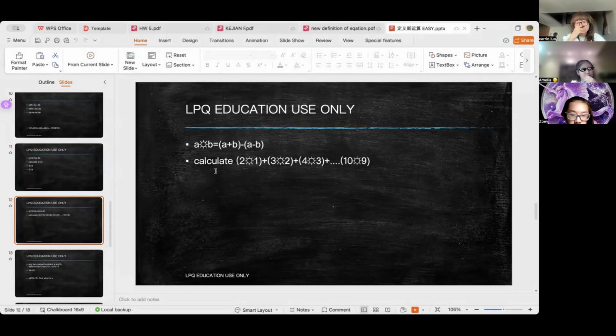Okay, now this time A sunshine B equals A plus B minus A minus B, and we're going to calculate a very long equation. Like I said, Zoe and Amelia, when you see a long equation, it's impossible to ask you to calculate the question one by one. It's always what? Find the pattern. Okay, so I want you to find the pattern yourself and tell me the answer.